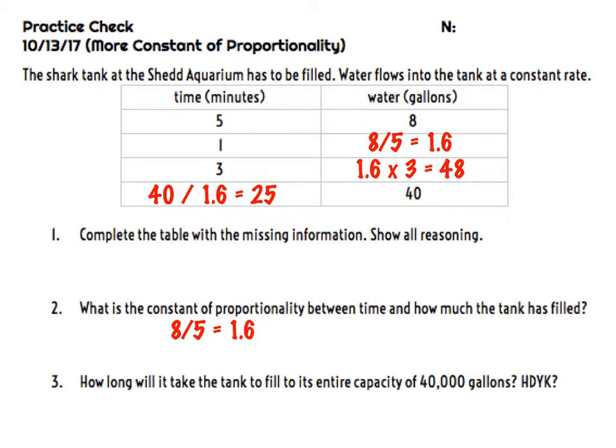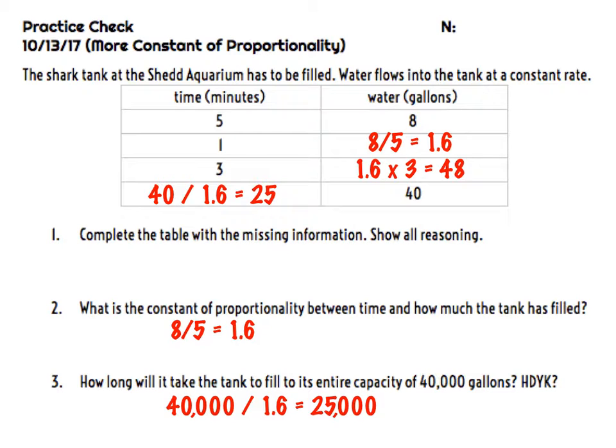We would say that the amount of time that you've been filling the tank is proportional to the amount of water that you've used, and the constant of proportionality is 8 fifths. That is to say that for every minute that the tank is filling, it will fill 8 fifths of a gallon of water, or 1.6 gallons of water. So we can use this for much larger numbers then. You could do 40,000, working back across the table, divided by 1.6 would give us 25,000.